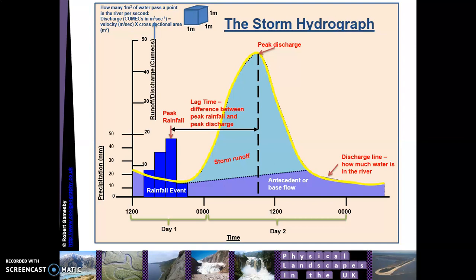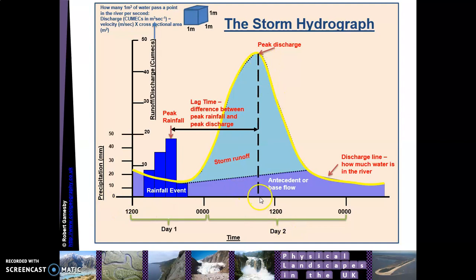Now, lag time is something that's commonly asked to explain or describe and commonly asked to calculate. And to calculate the lag time, it's dead easy. You basically work out the difference in time between the peak discharge and the peak rainfall. And to work out the time, you look at the x-axis.